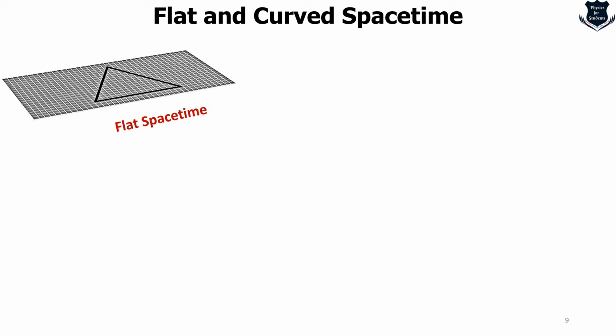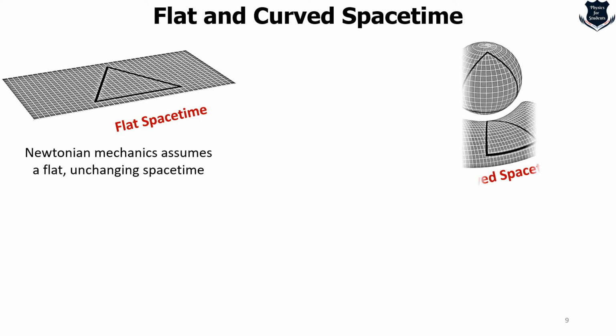Now, when we talk about flat space-time, we mean something like this, where the sum of the angles of a triangle would be equal to 180 degrees. And in the case of Newtonian mechanics, or we can say classical physics, we assume what is called flat space-time, where the space-time is unchanged.